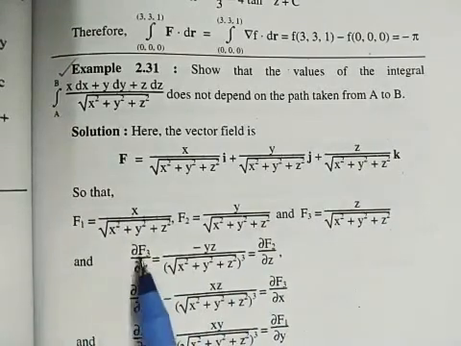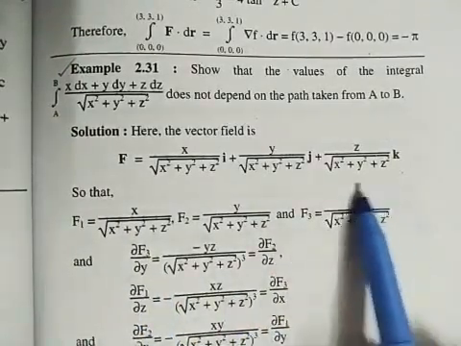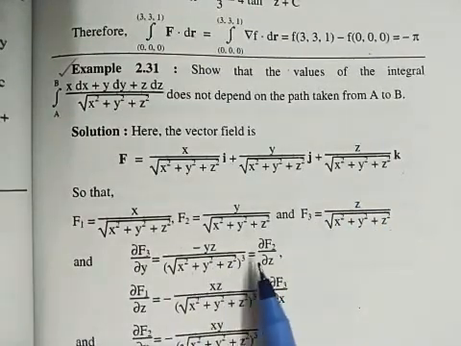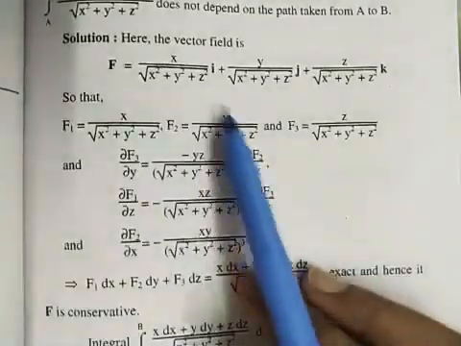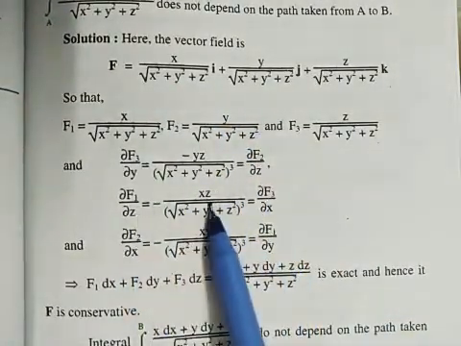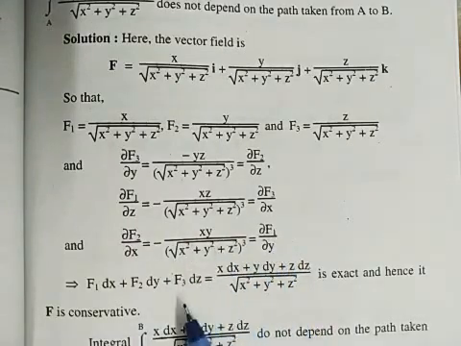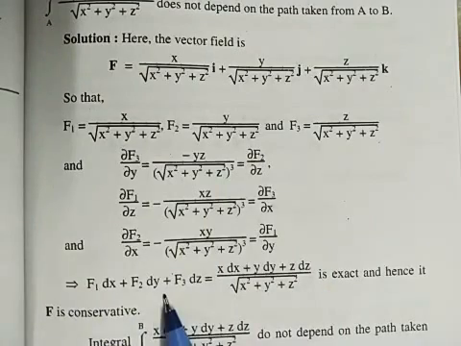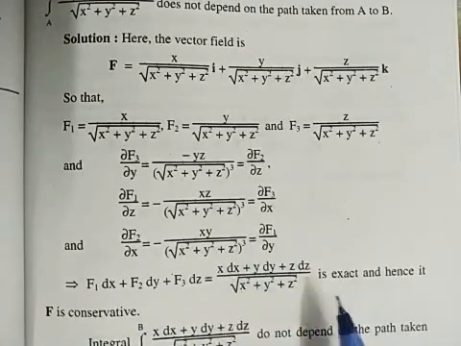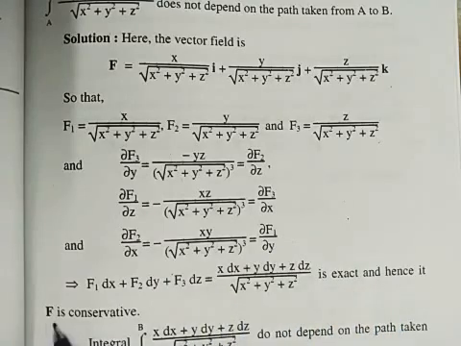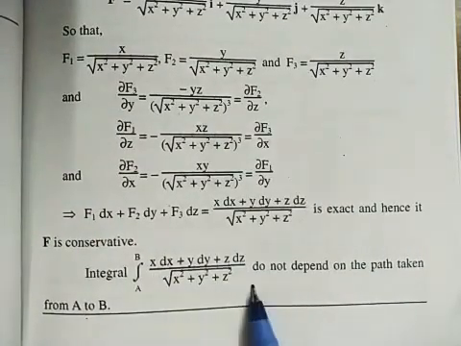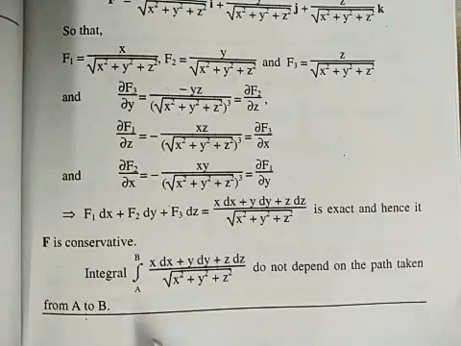From this, the partial derivative of F3 with respect to y is minus yz upon this, and this is the same as the partial of F2 with respect to z. Similarly, we calculate these other two values, and both are the same. As these three conditions are satisfied, F1 dx plus F2 dy plus F3 dz is exact. Therefore we can say that F is conservative, and conservative means this integral does not depend on the path taken from A to B, which we wanted to prove.